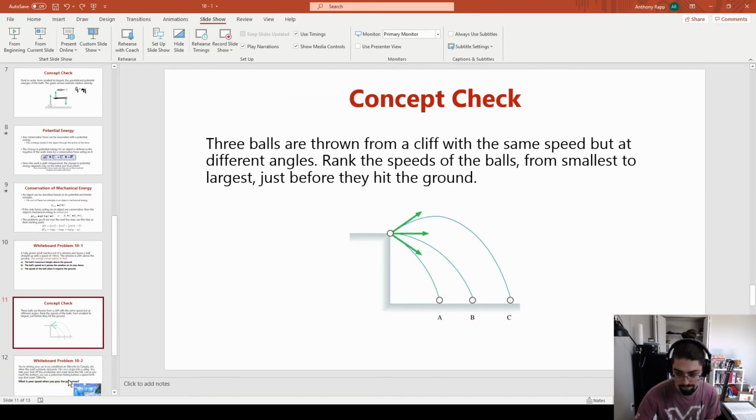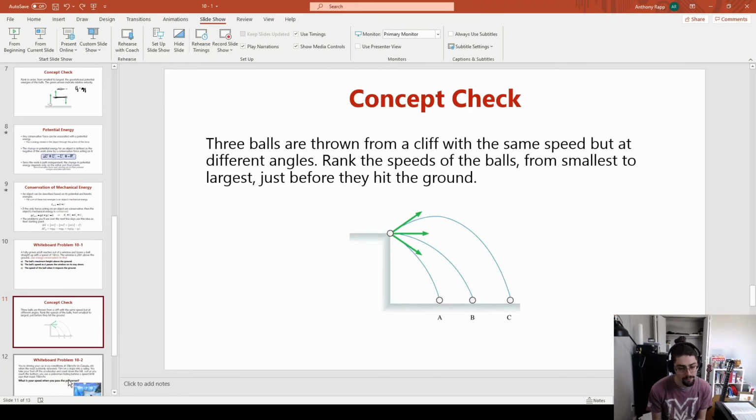So, with all of this stuff in mind, let's imagine I throw a ball 3 different ways off of a cliff. Different speed, or different angles, same speed. What is the speed of each of these from smallest to largest just before they hit the ground?